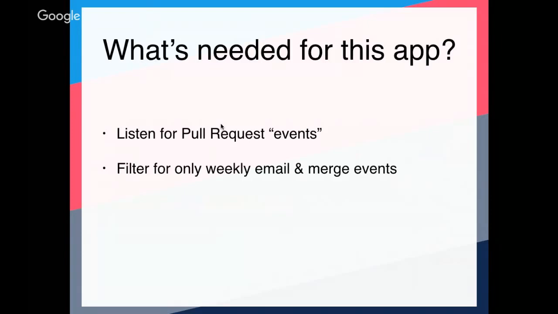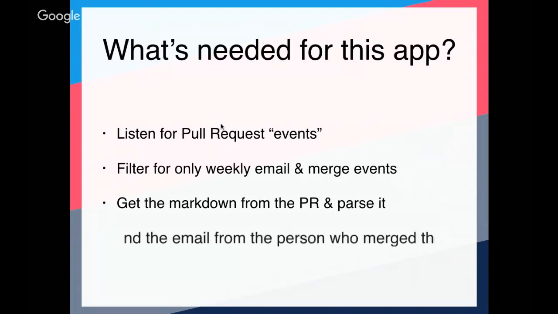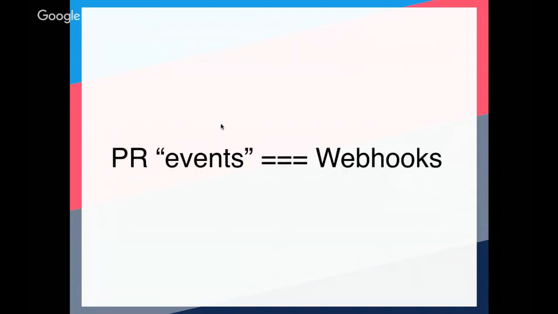But what we want to do is filter out, since the OSS Wumbo repo serves many other purposes and has a lot of other things in there. You could have a pull request that isn't for the weekly email, and we don't want an email to shoot off for that. So we need to filter that out and only look for things specifically for the weekly email. After that, we need to get the markdown from the PR that we created and parse it. And then we need to send that email from the person that merged the PR, so it looks like it came from one of us rather than just a generic email that sends everything.